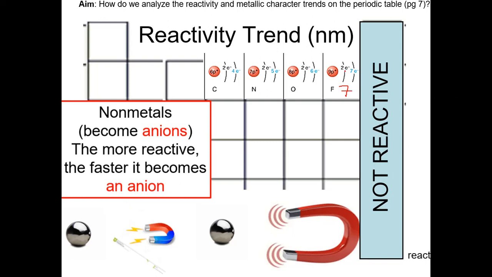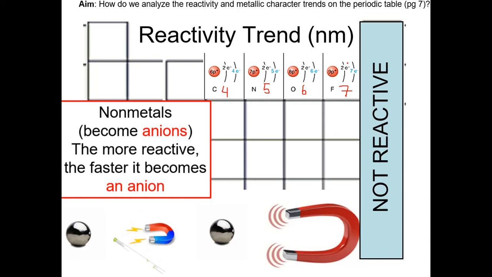9 minus 2 inner electrons would be 7. Oxygen will be 6, nitrogen will be 5, and carbon will be 4. So you can see the effective nuclear charge increases across the period. So fluorine has the stronger effective nuclear charge.